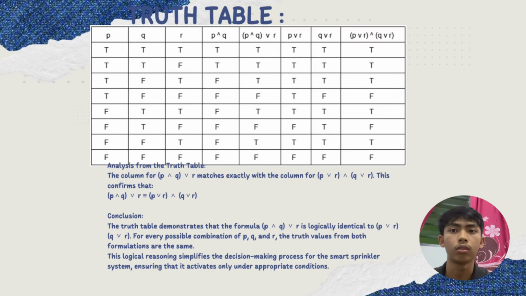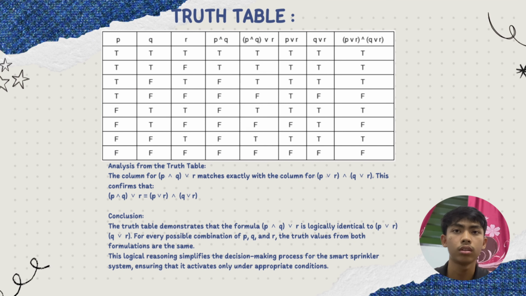So next, we will confirm this equivalence with the truth table, analyzing every possible combination of the inputs P, Q and R. The truth table clearly shows that the two expressions, which are (P and Q) or R, and (P or R) and (Q or R), produce identical results in every scenario. This verification ensures that the system logic is accurate.